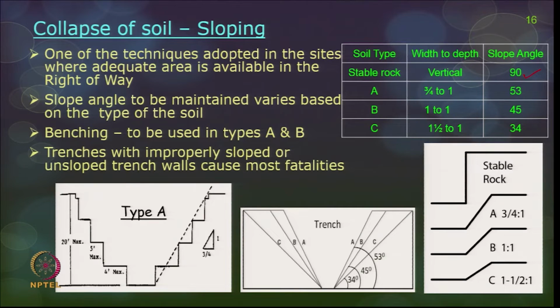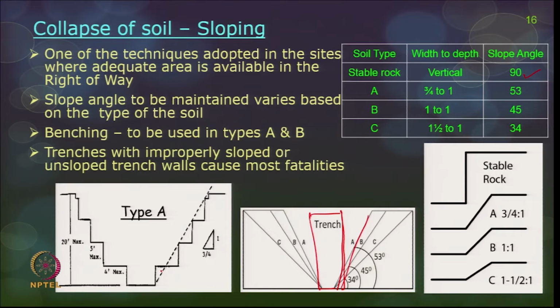For type A soil, B soil and C soil, the width to depth ratio and the slope angle all vary. For example, the slope angle is what is given here. This is primarily a trench, and if you see here, this is the portion which you have to excavate. Instead of cutting out like this, you are actually maintaining a slope. So, for A, B, C, you have 3 different slopes, 34 degrees, 45 degrees and 53 degrees. Now, what do you mean by this?